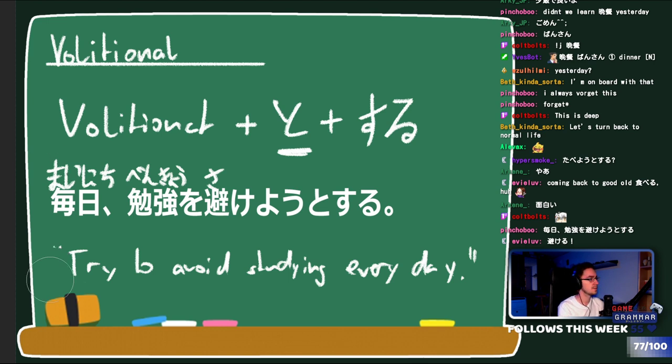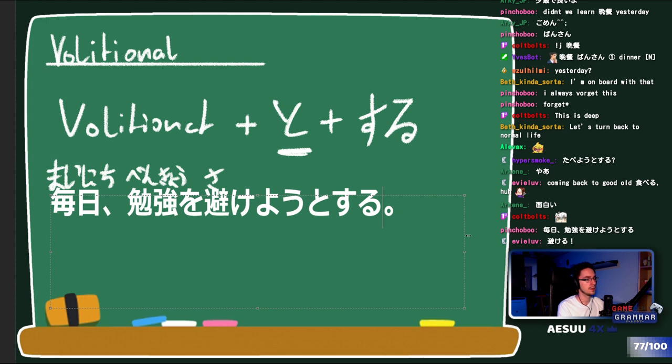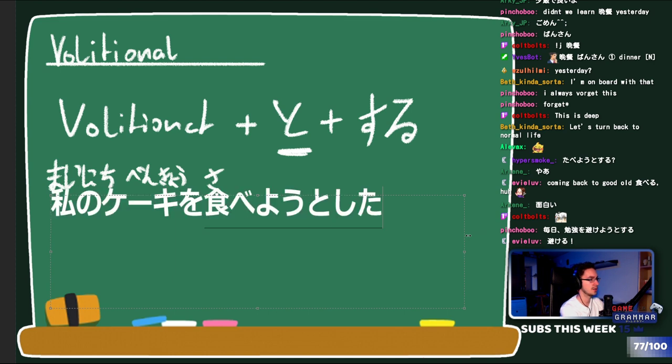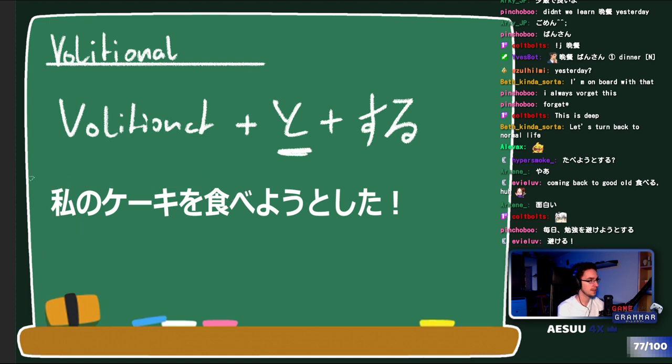Another one would be, let's make another example. Keiki. Let's do keiki. Keiki wo tabeyou to shita. Watashi no keiki wo tabeyou to shita. What would that mean? Well, he, she, it, they were about to try and eat my cake. How dare they? Watashi, I'm not going to furiganize this, so you should learn watashi. Watashi no keiki wo tabeyou to shita. Well, taberu you also should know. This doesn't need furigana. Watashi no keiki wo tabeyou to shita. This kind of sounds like you're outraged. You're like, well, that person tried to eat my cake. He was just about to eat my cake.